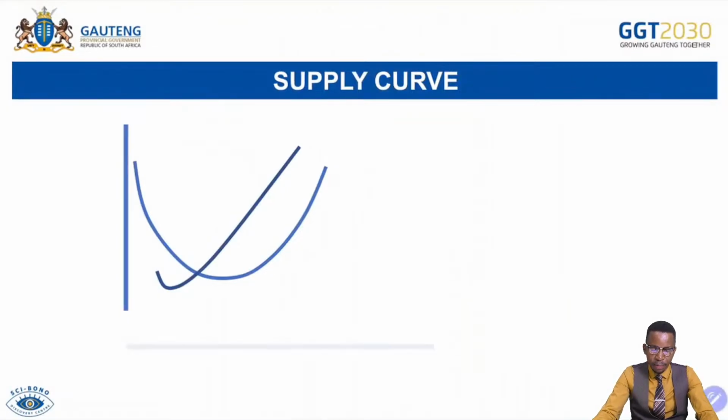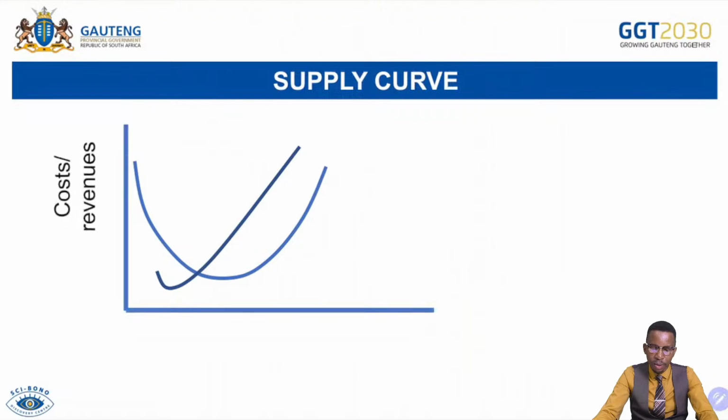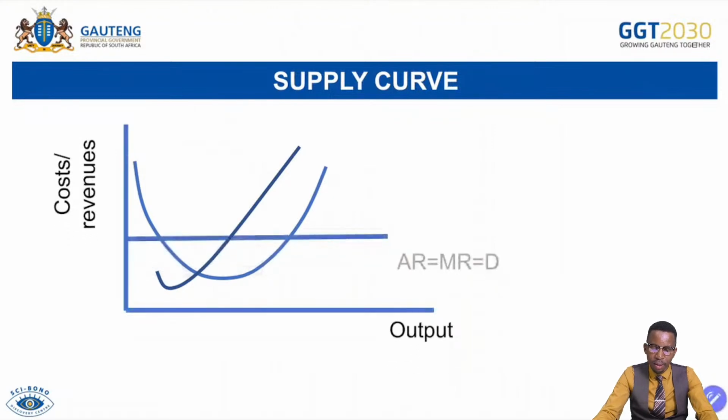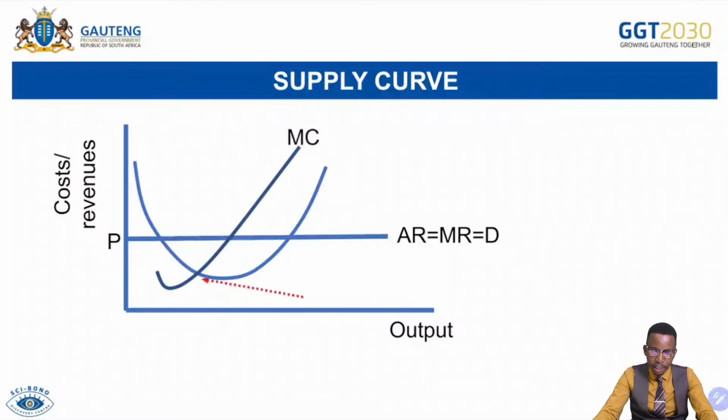There you go. Horizontal, vertical and horizontal. Then cost and revenues, that is the output. Then we have our demand curve. AR equals MR equals D. After that, we have the price. We are determining what we call the supply curve. Okay, there is the point.